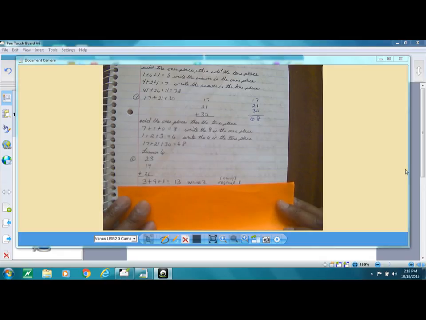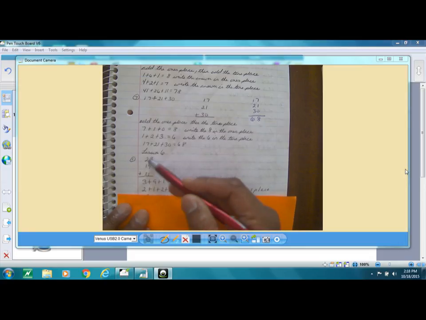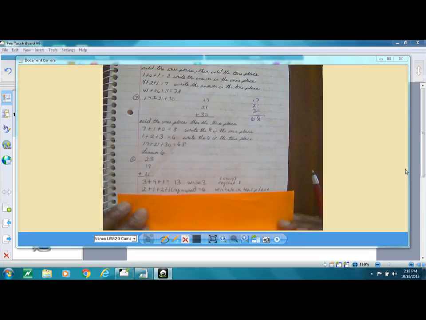3 plus 9 plus 1 equals 13. You'll write the 3 in the ones place and carry the 1 above. So now you have 2 plus 1 plus 2, that's the original problem, plus the 1 that was regrouped. 2 plus 1 is 3, 3 plus 2 is 5, 5 plus 1 is 6. You write the 6 in the tens place. So you should have your problem written like this. Underneath the ones place, you should have a 3. Underneath the tens place, you should have a 6. So 23 plus 19 plus 21 equals 63.